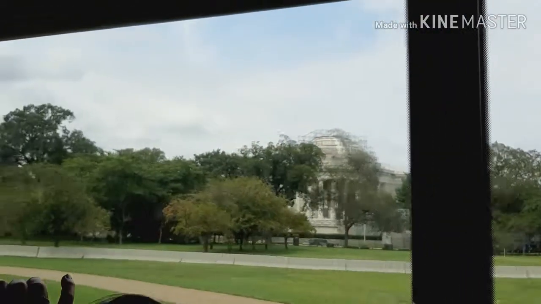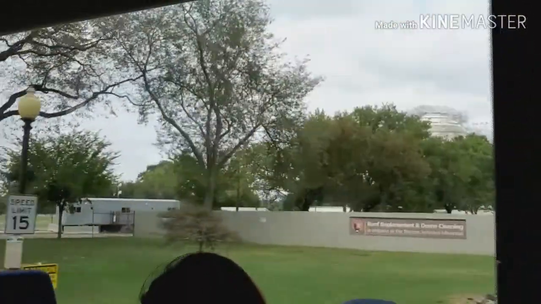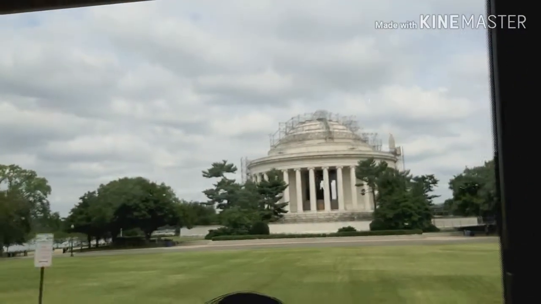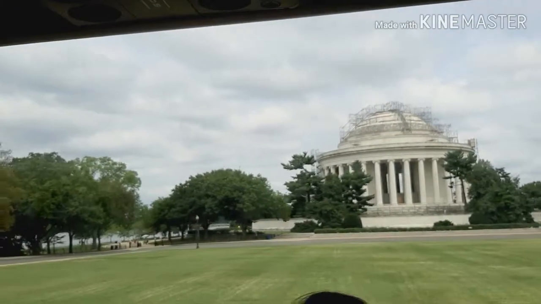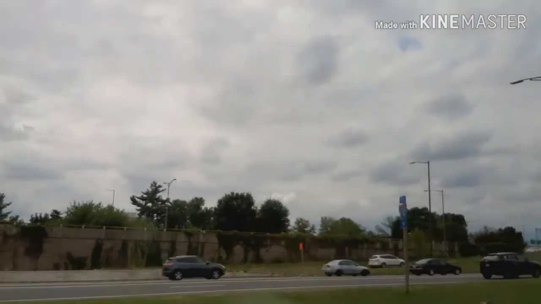So that is the memorial to Thomas Jefferson, George Washington. There is a statue of... push up into the sky.